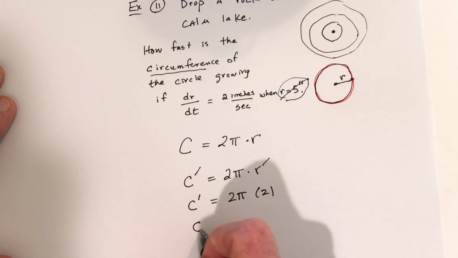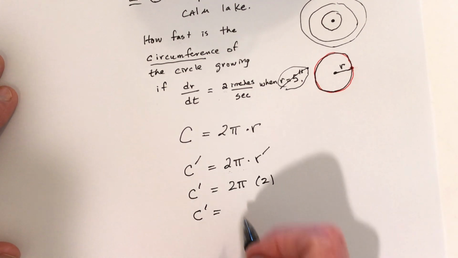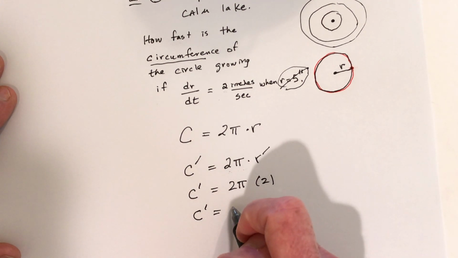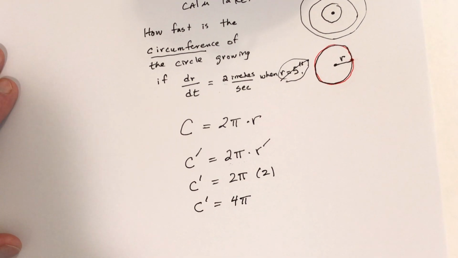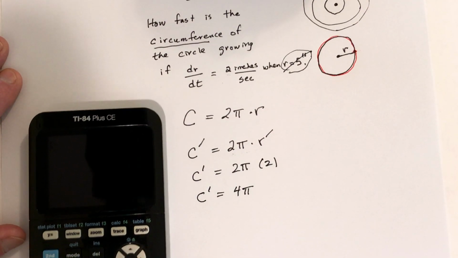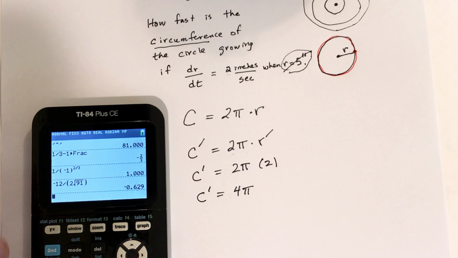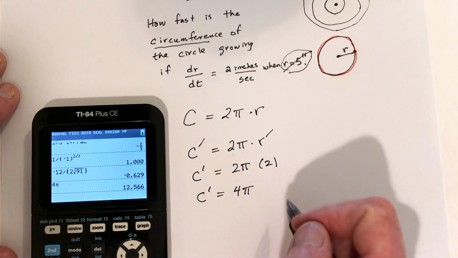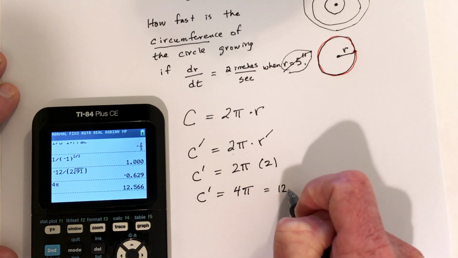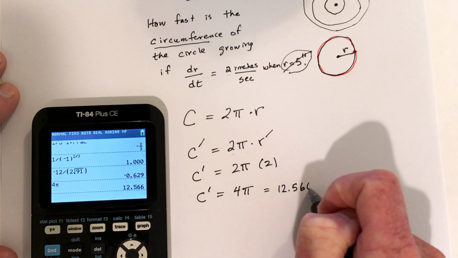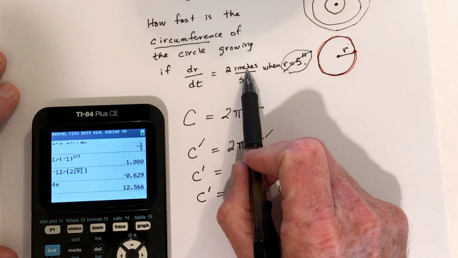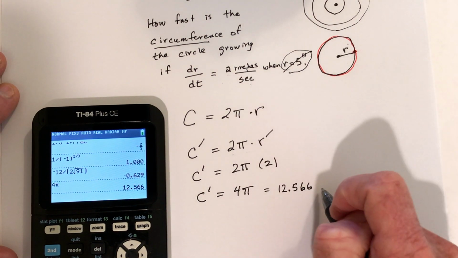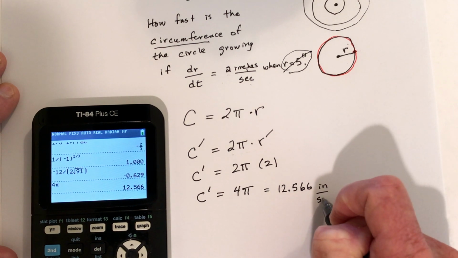And then on the homework, if they asked for an exact answer, you would just multiply 2 times 2, so that's 4 pi. But when you have word problems, you really should give the decimal answer. So 4 pi as a decimal is 12.566, and circumference is a length, so that would be in inches per second.